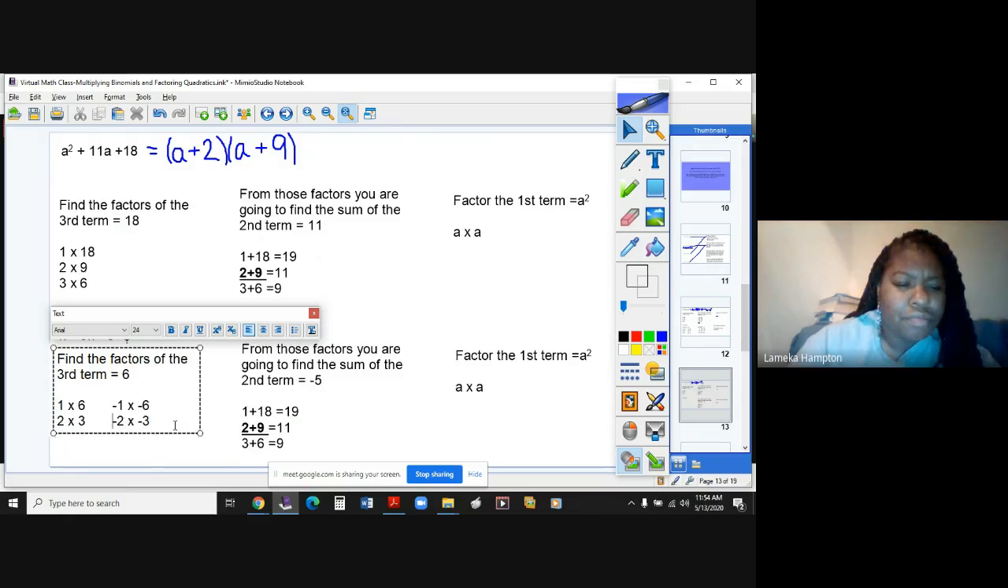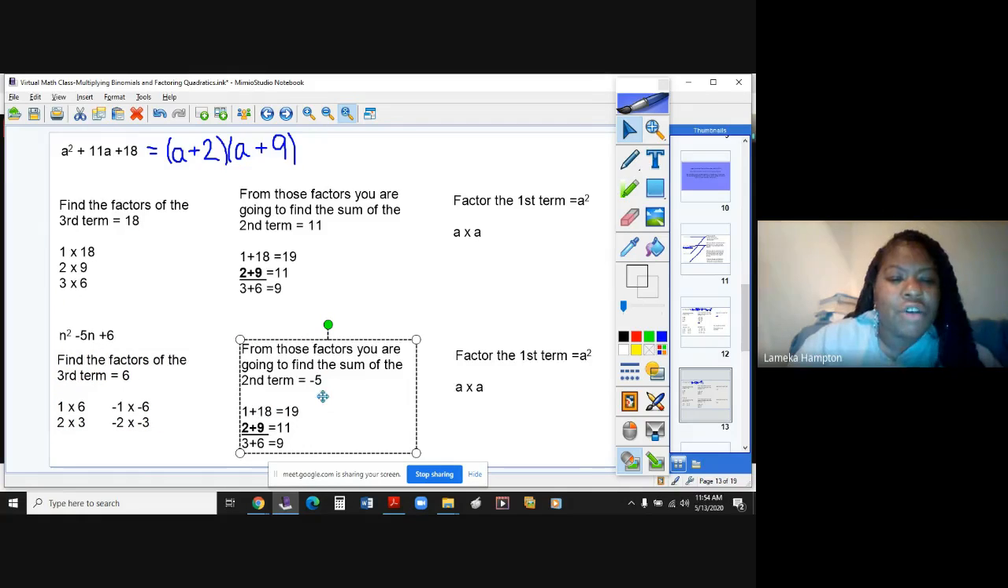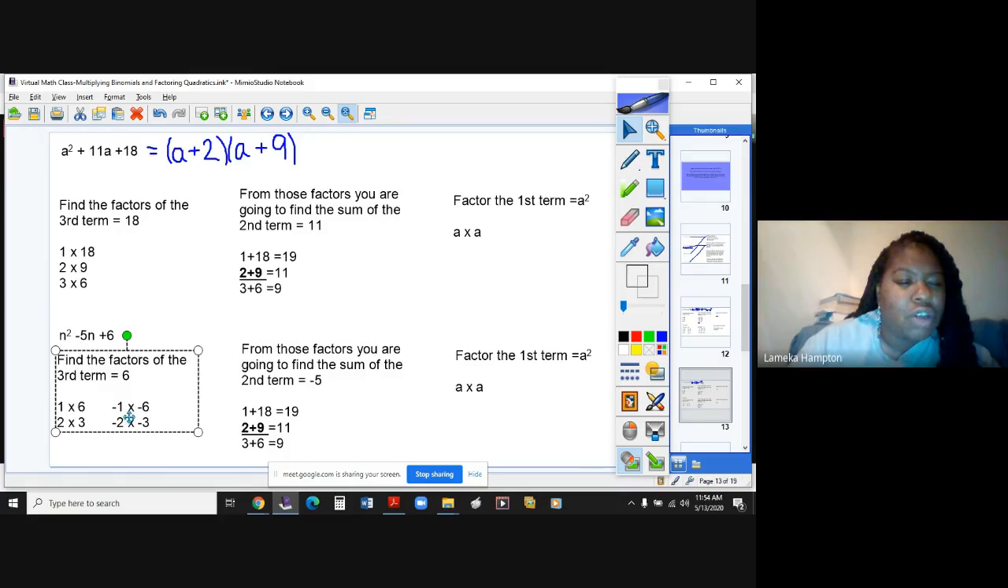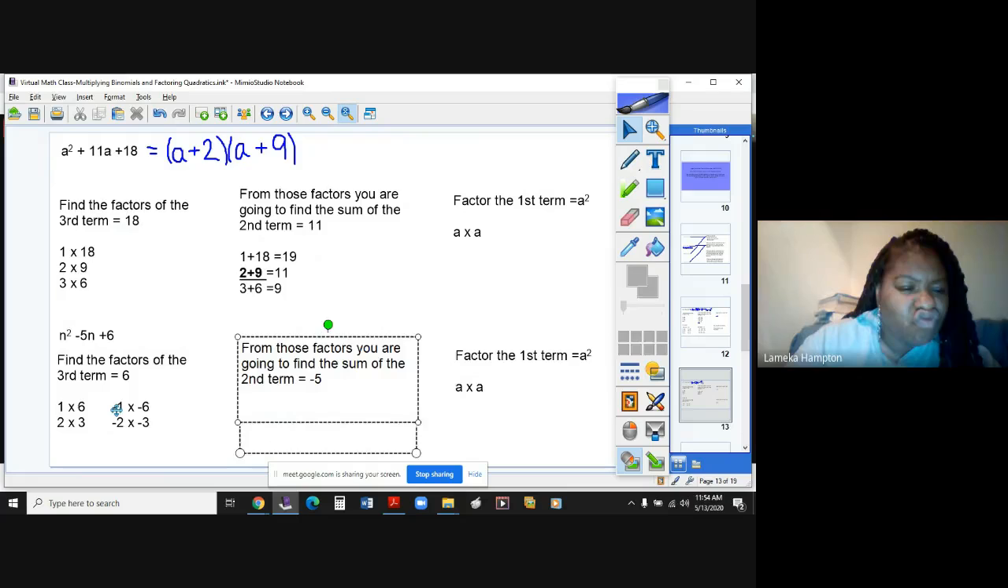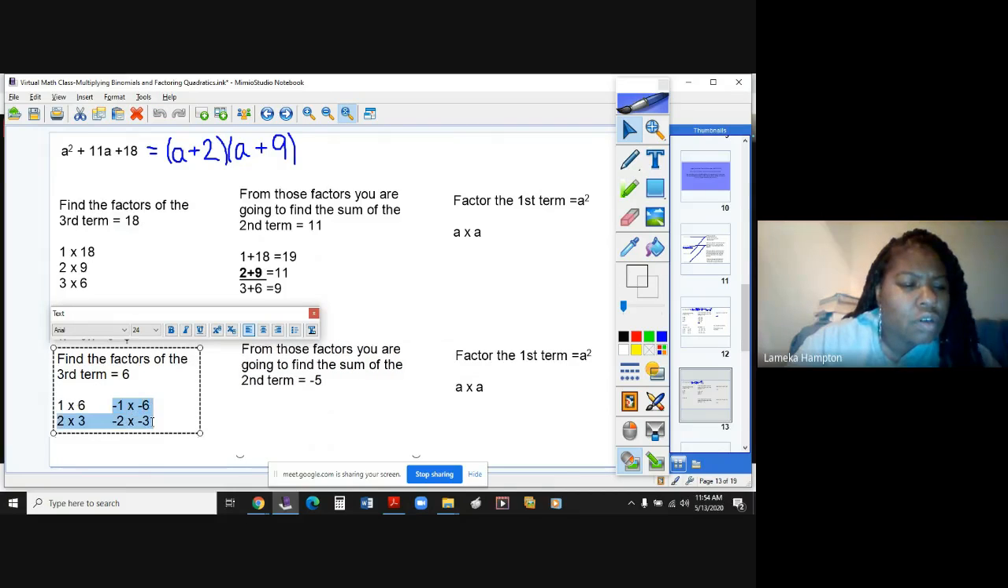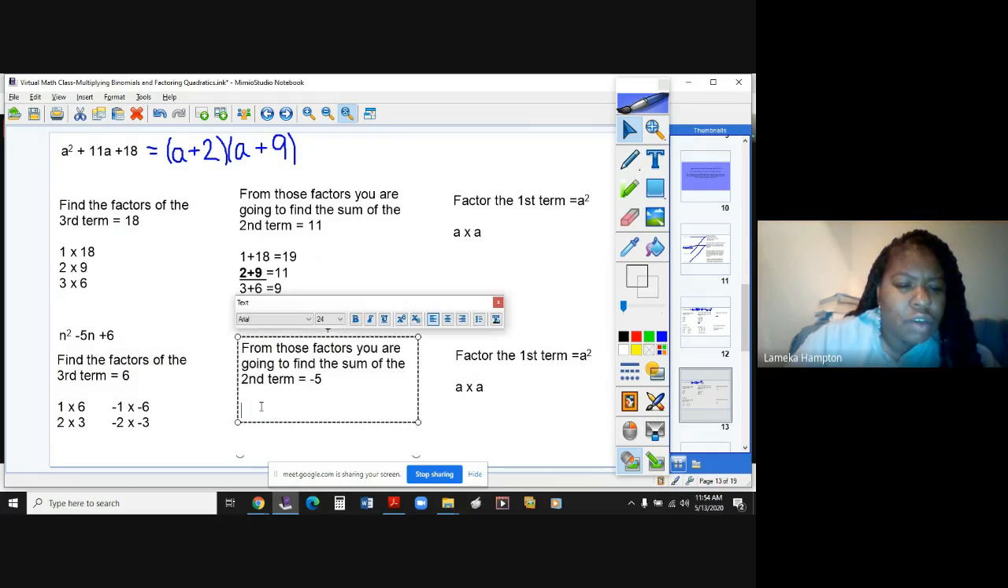All right. So now because I know that my middle term, or my second term, is -5, I'm only going to be solely focused on these two numbers here. So I'm going to go ahead and delete all of this. Uh-oh. Undo. It doesn't want me to be great, so I'm just going to write these out.